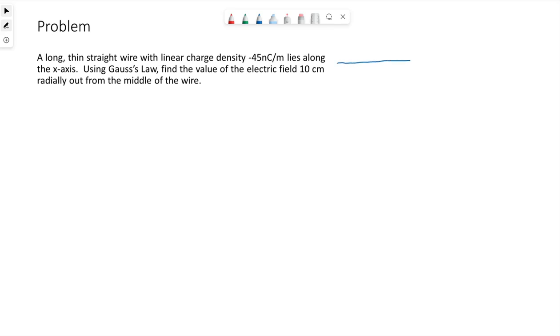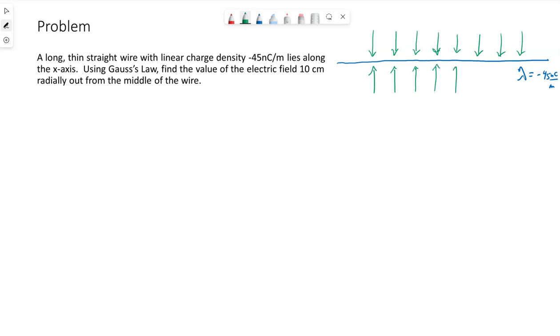Okay, so long, straight wire. They're telling us that we have a linear charge density of negative 45 nanocoulombs per meter. Since this is negatively charged, we expect the electric field to point radially towards it. So I'm going to just draw a bunch of lines representing this electric field.